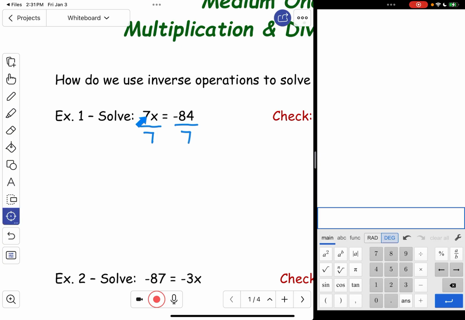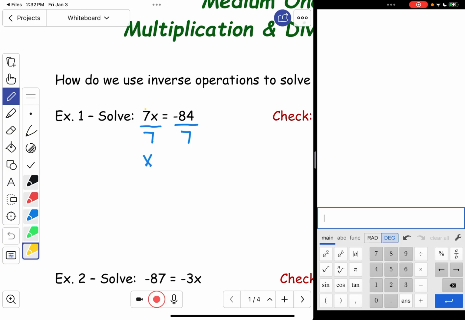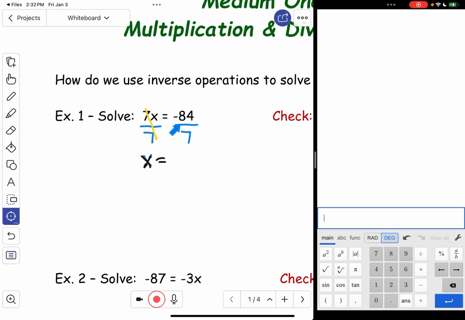The reason why this works is this is saying 7 divided by 7. Remember, a number divided by itself is always equal to 1, and 1 times x is equal to x. So these cancel each other out because they are equal to 1. So we now have x is equal to, and then we simply use either mental math or our calculator to do negative 84 divided by 7, and we get negative 12.